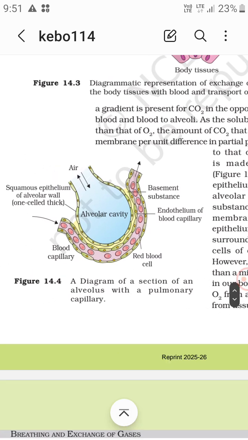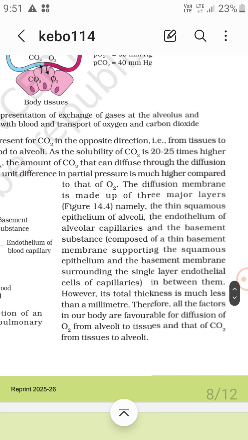So this one is a pulmonary capillary, okay.